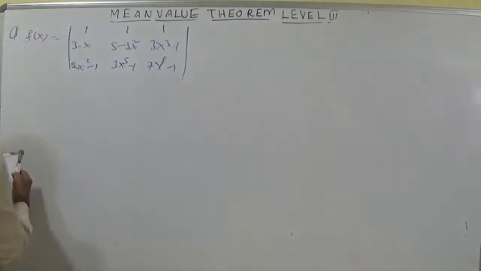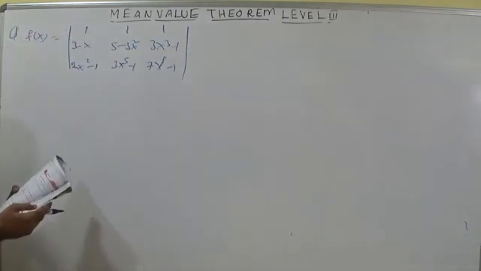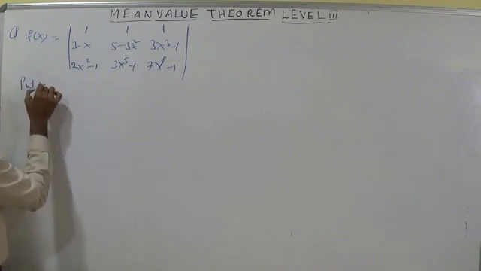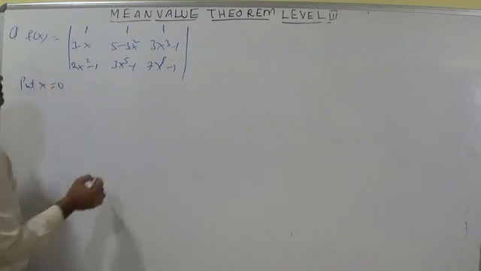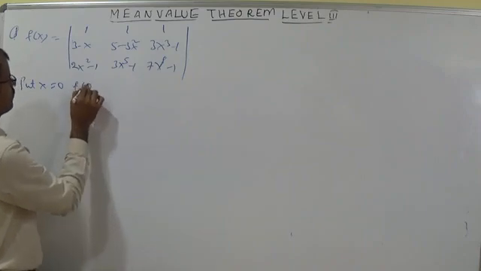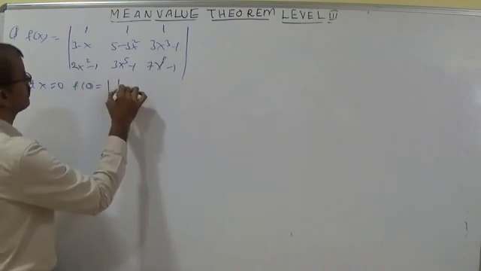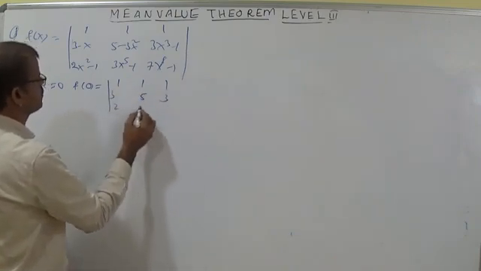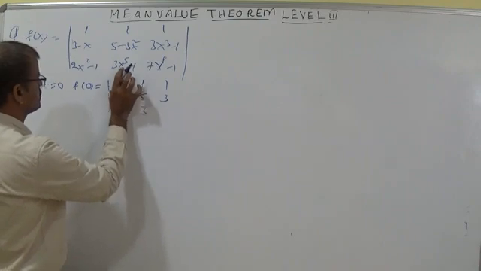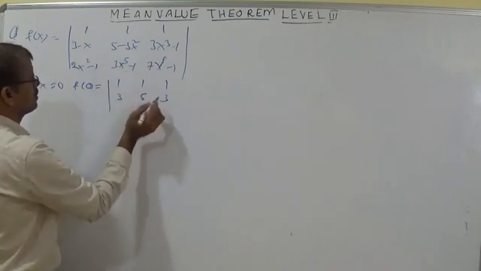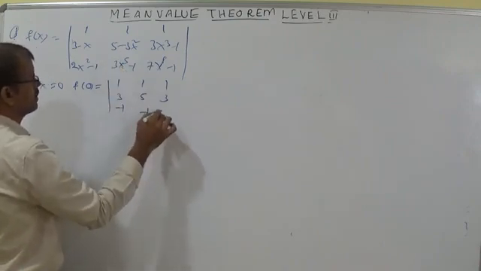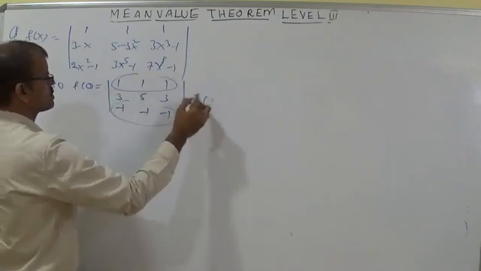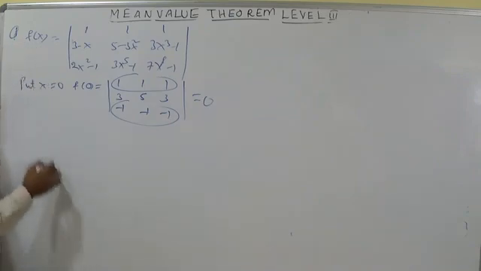Let us discuss f of x equal to 0, as given. Students, put x equal to 0. Therefore f of 0 is the determinant with rows 1, 1, 1; 3, 5, 3 (actually minus 1, minus 1, minus 1 in the third row). Here rows are identical. Whenever rows are identical, the determinant is 0. So f of 0 is equal to 0.